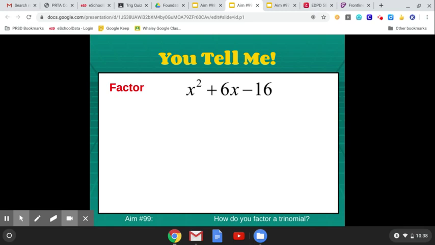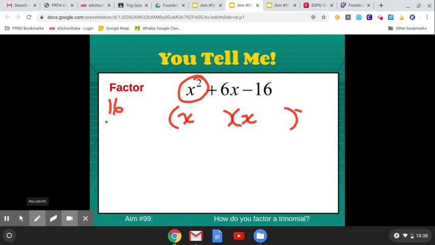X squared plus 6x minus 16. Ooh, there's a minus 16 here, so that brings in another element of challenge to us. First, I know that it's got to start off with x and x. It's the only way that I can end up with an x squared here at the beginning. Now, I need numbers that multiply to be 16. 1 and 16, 2 and 8, 4 and 4.